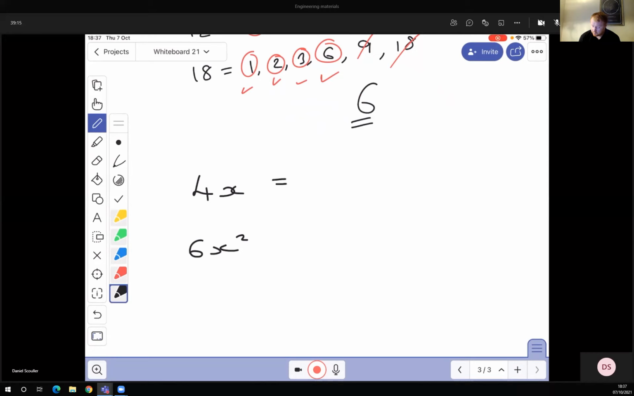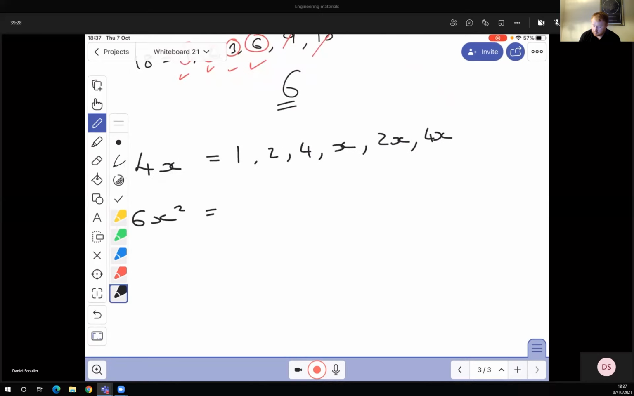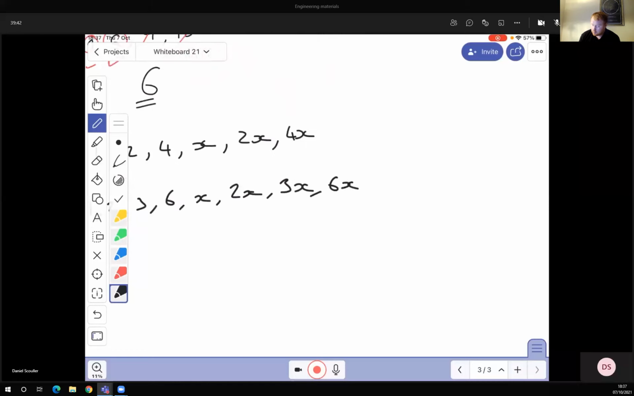So for argument's sake, let's just look at what they were. 1, 2, 4x. And x squared was quite extensive, wasn't it? So 1, 2, 3, 6, x. So I don't want to get this too messy. x squared.